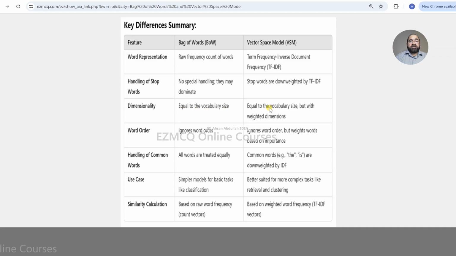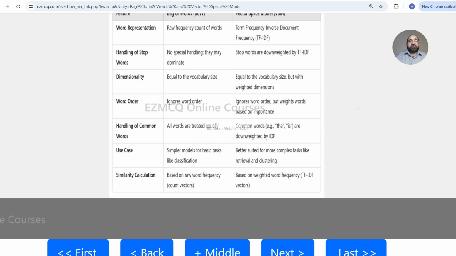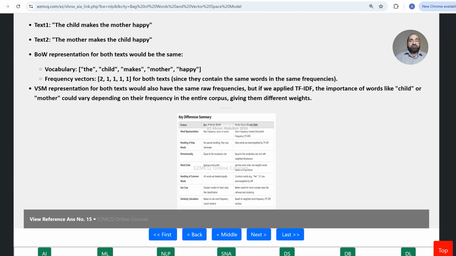Dimensionality is equal to the vocabulary size, but with weighted dimensions. The vocabulary size is the same. Word order is ignored in the vector space model, but the words with importance are highlighted. Handling of common words: in the bag of words model all words are treated equally, while in the vector space model all words are not treated equally. Use case: simpler models are better suited for simpler tasks, and the vector space model for complex tasks like retrieval and clustering. Retrieval, I mentioned, is like a search engine. Similarity calculation is just based upon the word count, while over here it's based upon the frequency and the importance of the words. So that is all I have for this topic, and I hope you found it very useful.